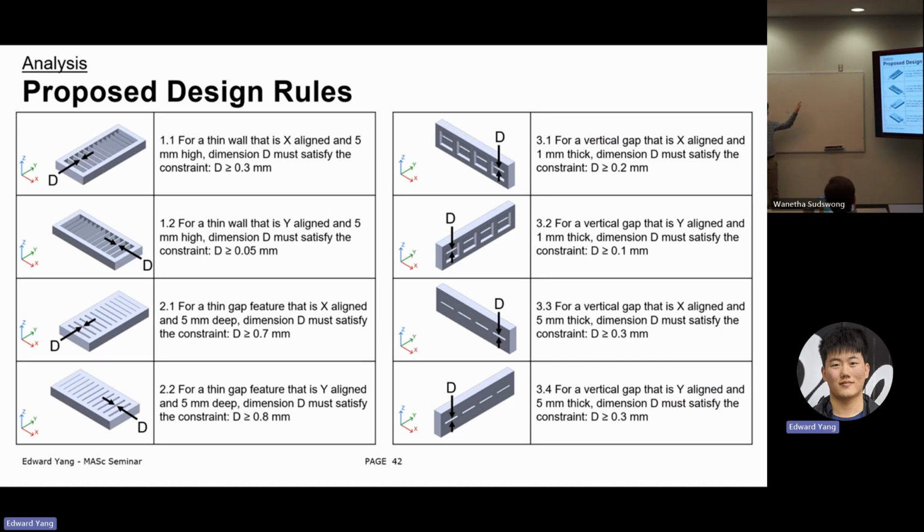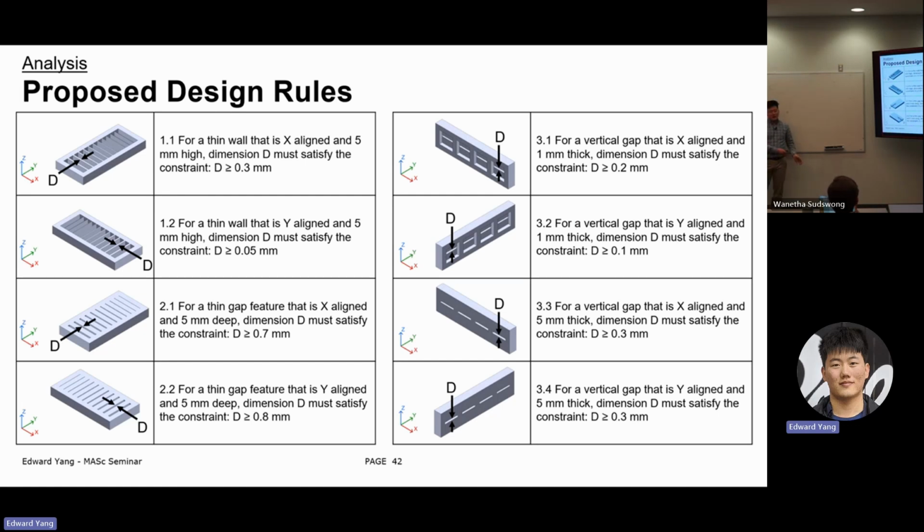So taking all that into account, I want to now propose some design rules. Walking through an example of one of these design rules is a thin wall feature. For example, the one here in the top left, 1.1, I can state a design rule as: for a thin wall that is aligned in the x-axis as shown in the image, that is 5 millimeters high, the dimension of the wall, dimension D, must satisfy a constraint of being greater than or equal to 0.3 millimeters.